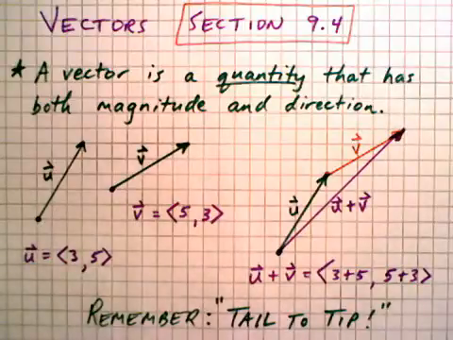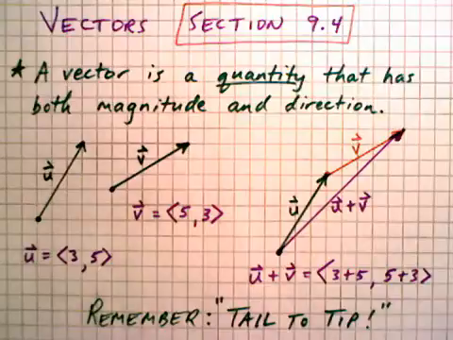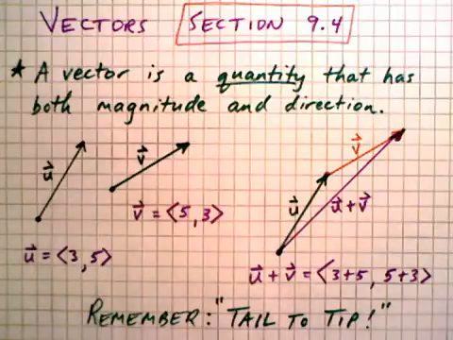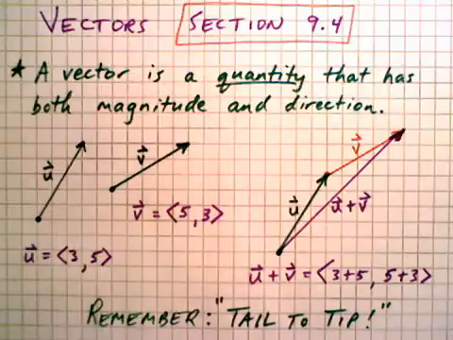I wanted to start off by defining what a vector is. I want you to make sure that you memorize this definition, or rather that you really learn it by understanding it. And if you're in physics, then that should be no problem. A vector is a quantity that has both magnitude and direction.